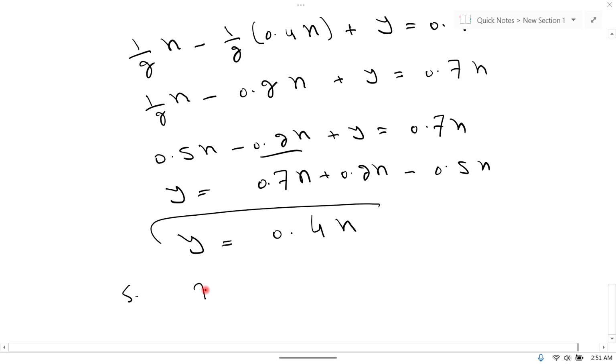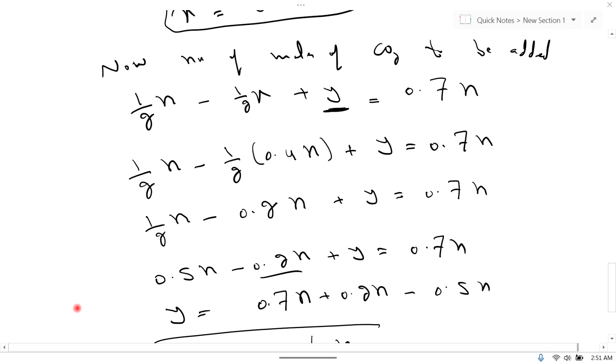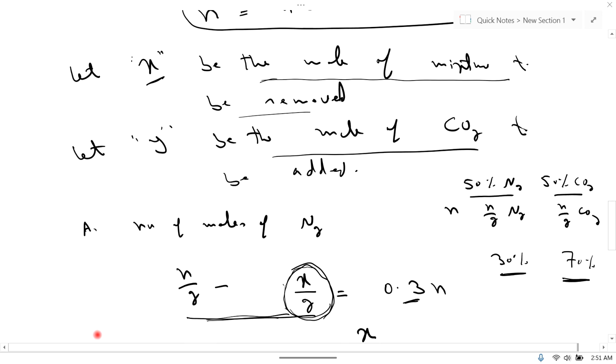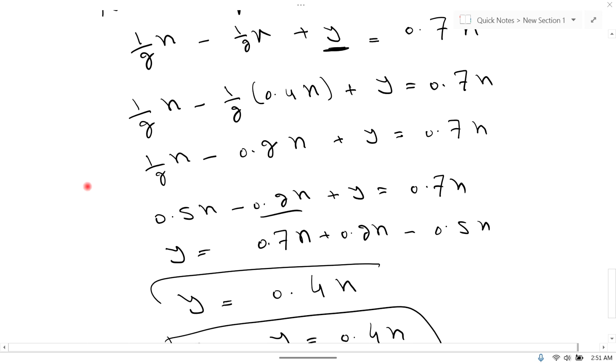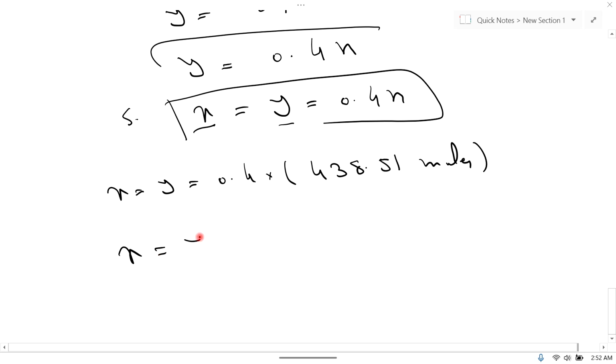So x is equal to y is equal to 0.4n, and we can find this because n is known to us. x is the number of moles to be removed, and y is the number of moles of carbon dioxide to be added. Now we can easily find this. x is equal to y is equal to 0.4, and n is basically 438.51 moles.